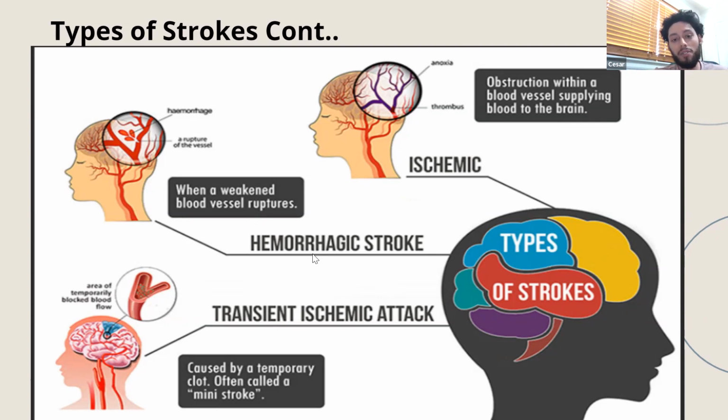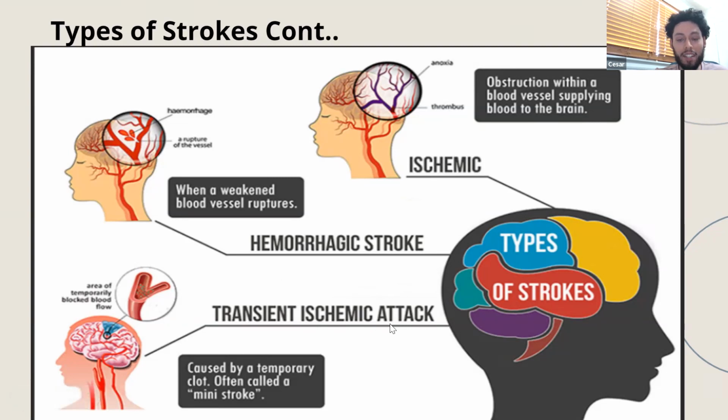So hemorrhagic stroke is when there's a weakened blood vessel that ruptures. So an example of that is here, if you can see this balloon type of structure here. So that's an aneurysm. An aneurysm is sort of an abnormal bulge or a ballooning of the blood vessel, and that can rupture, and that can cause what we call internal cranial bleeding.